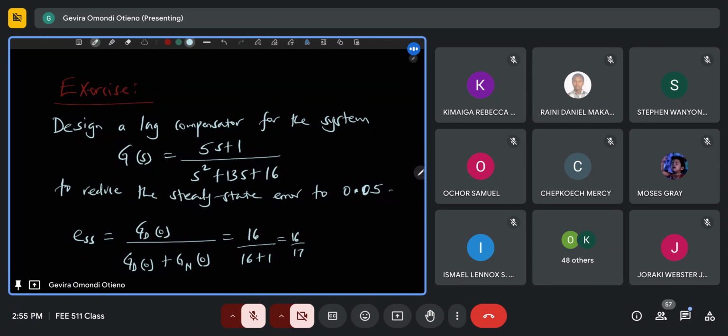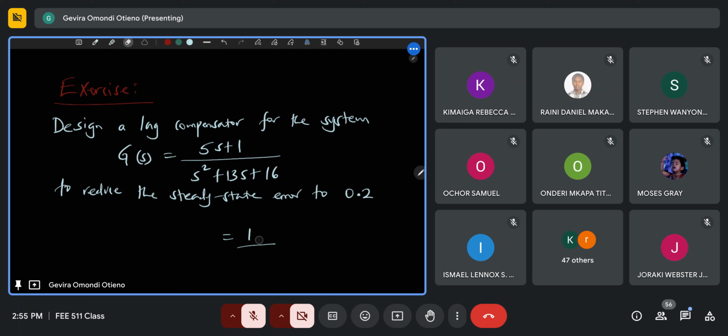So please change this value. Change this 0.05, that's too low. Let's make it 0.2. Please change that to 0.2. The steady state error I've already confirmed here is going to be 16 over 17, which is 0.9 something. So let's change it to 0.2. Good. So I expect a solution on this.